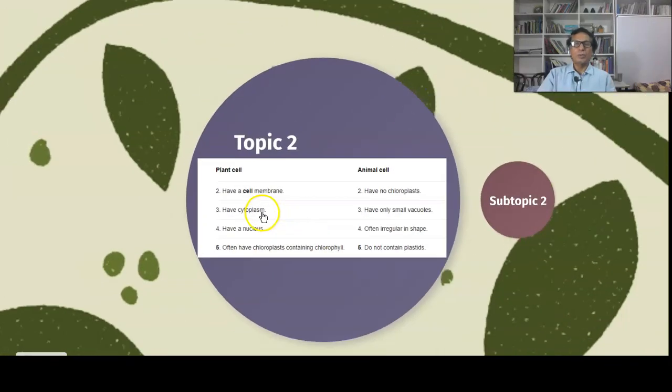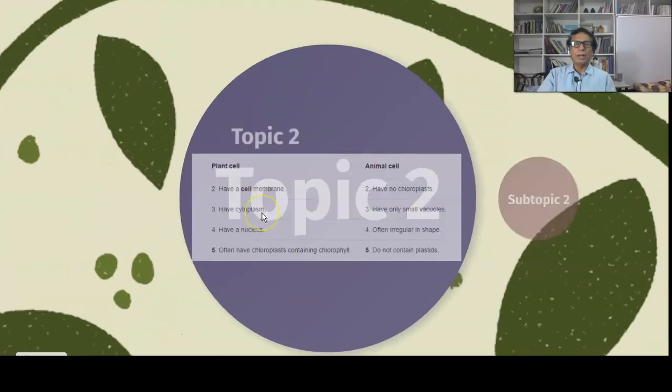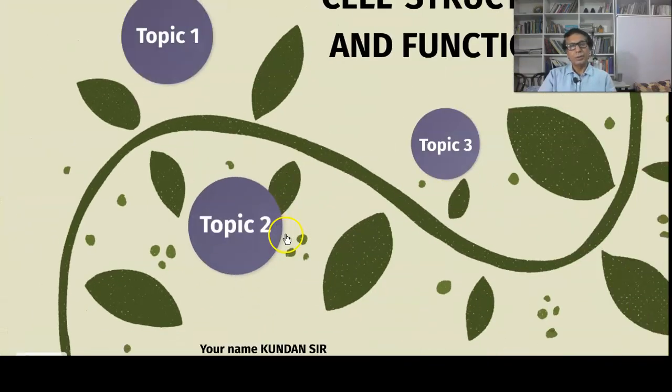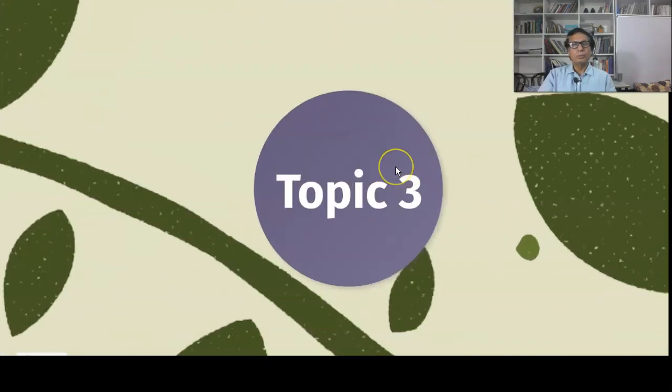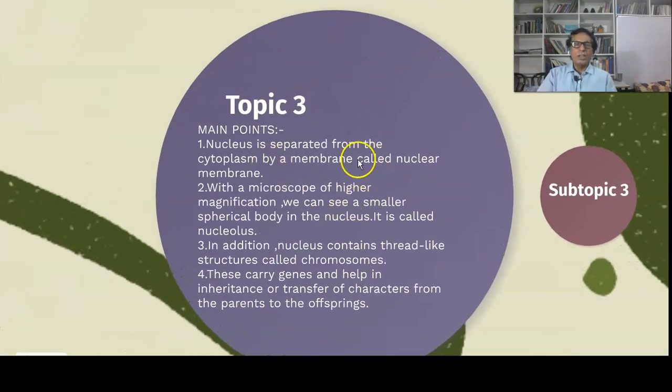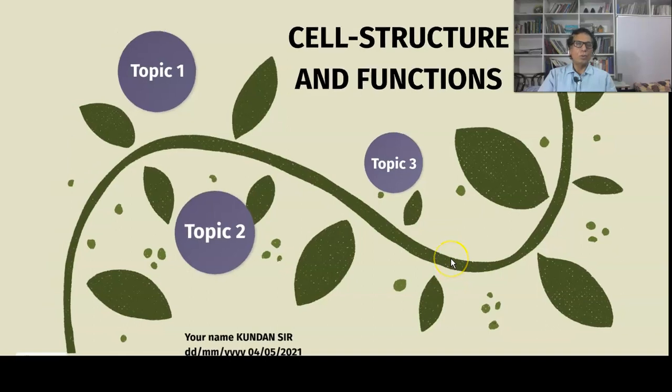This is the difference between the plant cell and animal cell, as I explained earlier. Next, these are the main points. The nucleus is separated from the cytoplasm by the nuclear membrane. With a higher magnified microscope, we can see the smallest spherical body in the nucleus, the nucleolus. In addition, the nucleus contains thread-like structures, the chromosomes. These carry genes.